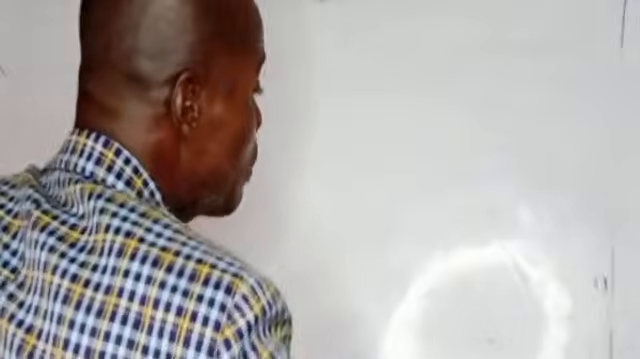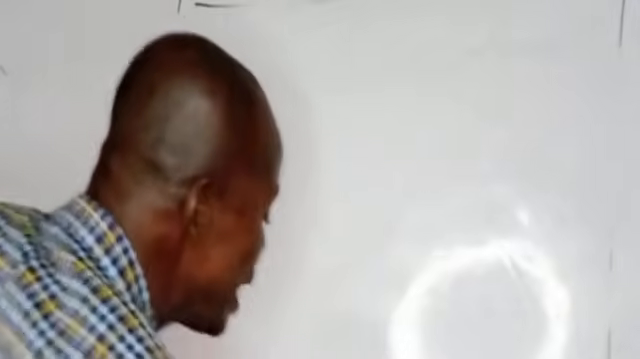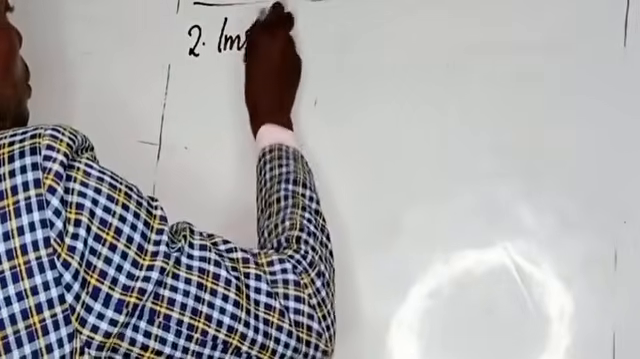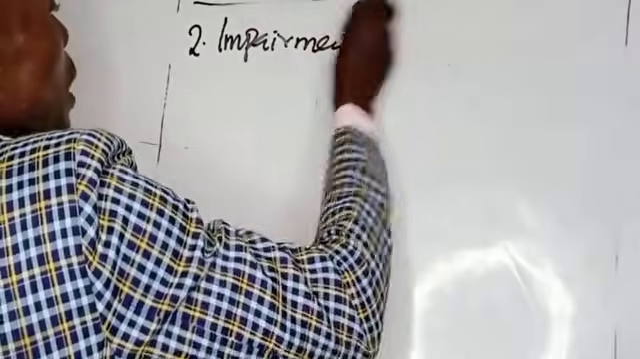The number 2 item I'm going to explain is the impairment of goodwill. Number 2, impairment of goodwill.